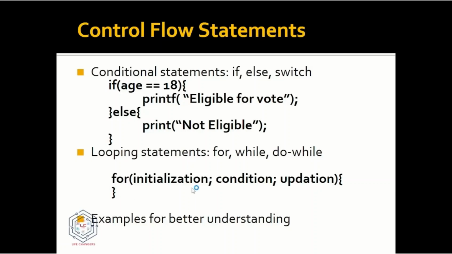First, the initialization has to be done, like what kind of data we have to receive, whether integer or character. These types of initialization are done. Then we have to check the condition. If the condition is true, then the update will be executed. We have to execute the code repeatedly, right? So that's why the update is used.